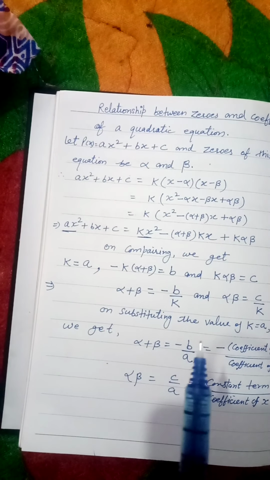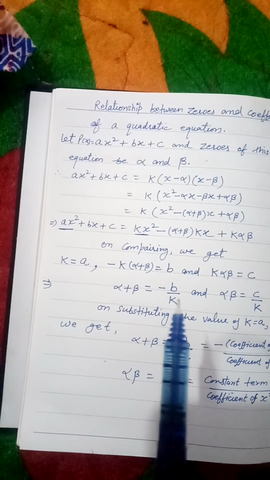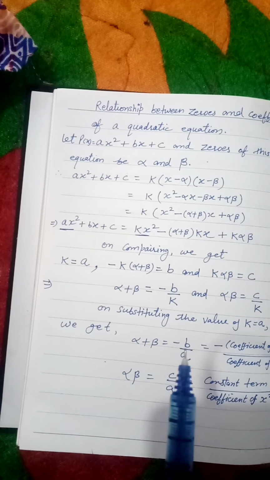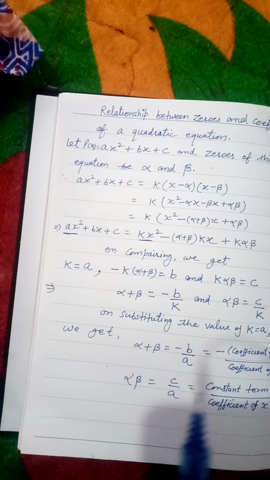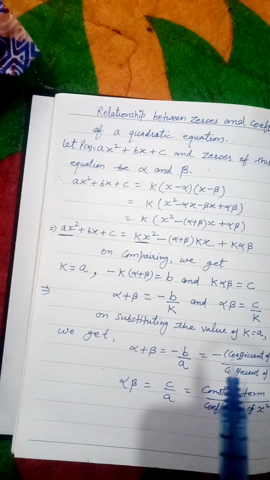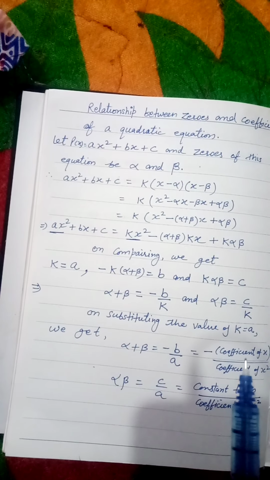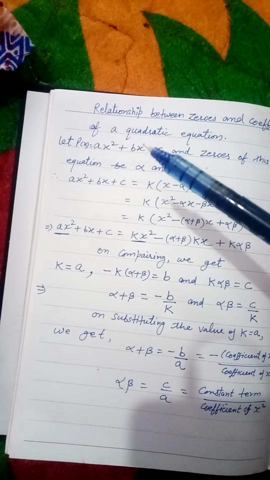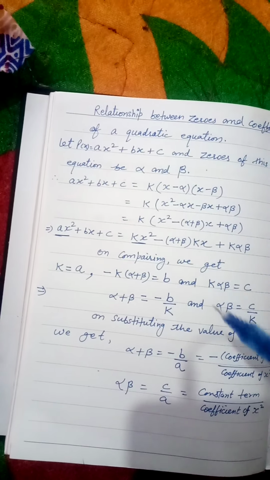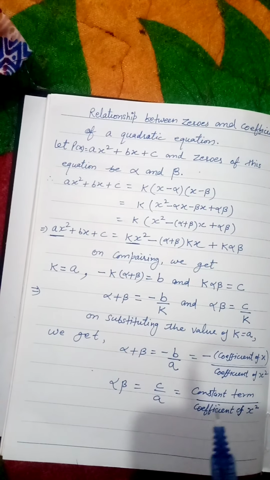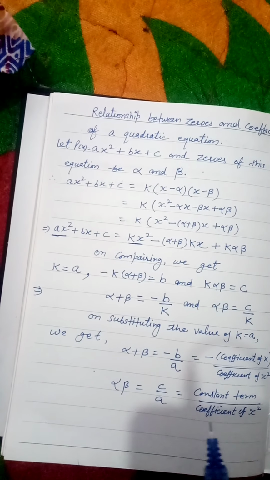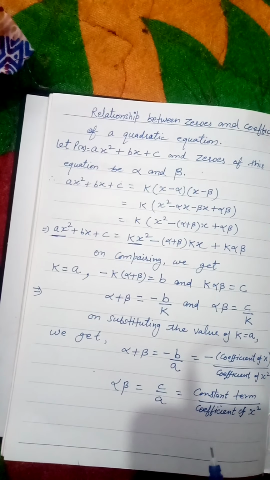Now on substituting the value of k equal to a, you will get alpha plus beta equal to minus b by a and alpha beta equal to c by a. What is b? b is the coefficient of x. So the sum of zeros is minus coefficient of x upon a, where a is the coefficient of x square. And alpha beta equal to c by a, where c is the constant term and a is the coefficient of x square.